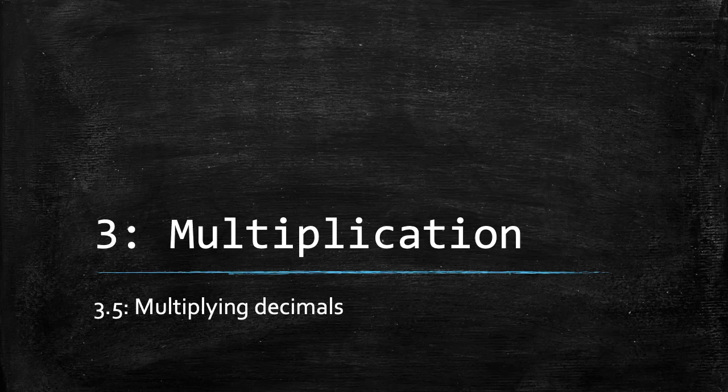Here's how to multiply decimals. Let's suppose I want to multiply 0.53 times 2.4. So the usual method for multiplying decimals is to remove the decimal points and multiply the whole numbers that result from removing the decimal points. So we'll have 53 times 24.